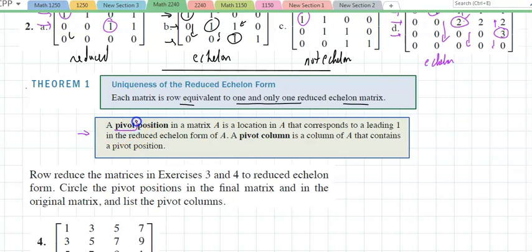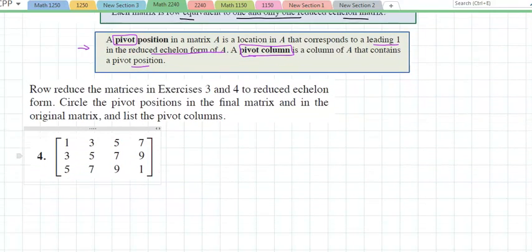A pivot position in a matrix A is the location in A that corresponds to the leading one in a reduced row echelon form. So at first glance, you might not be able to tell. You have to reduce it to figure out where those are. A pivot column. So there's a pivot position. A pivot column is a column of A that contains a pivot position. That's very important for our solutions.